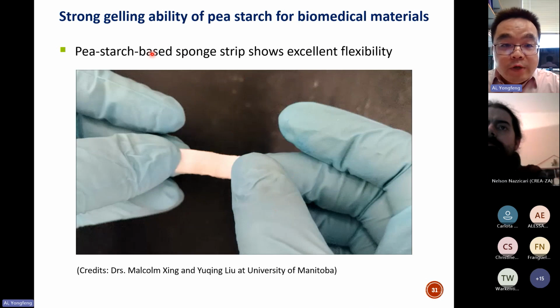And this is another material. They also use the pea starch to produce a sponge strip, and this has very good flexibility. Let me just share with you the video.